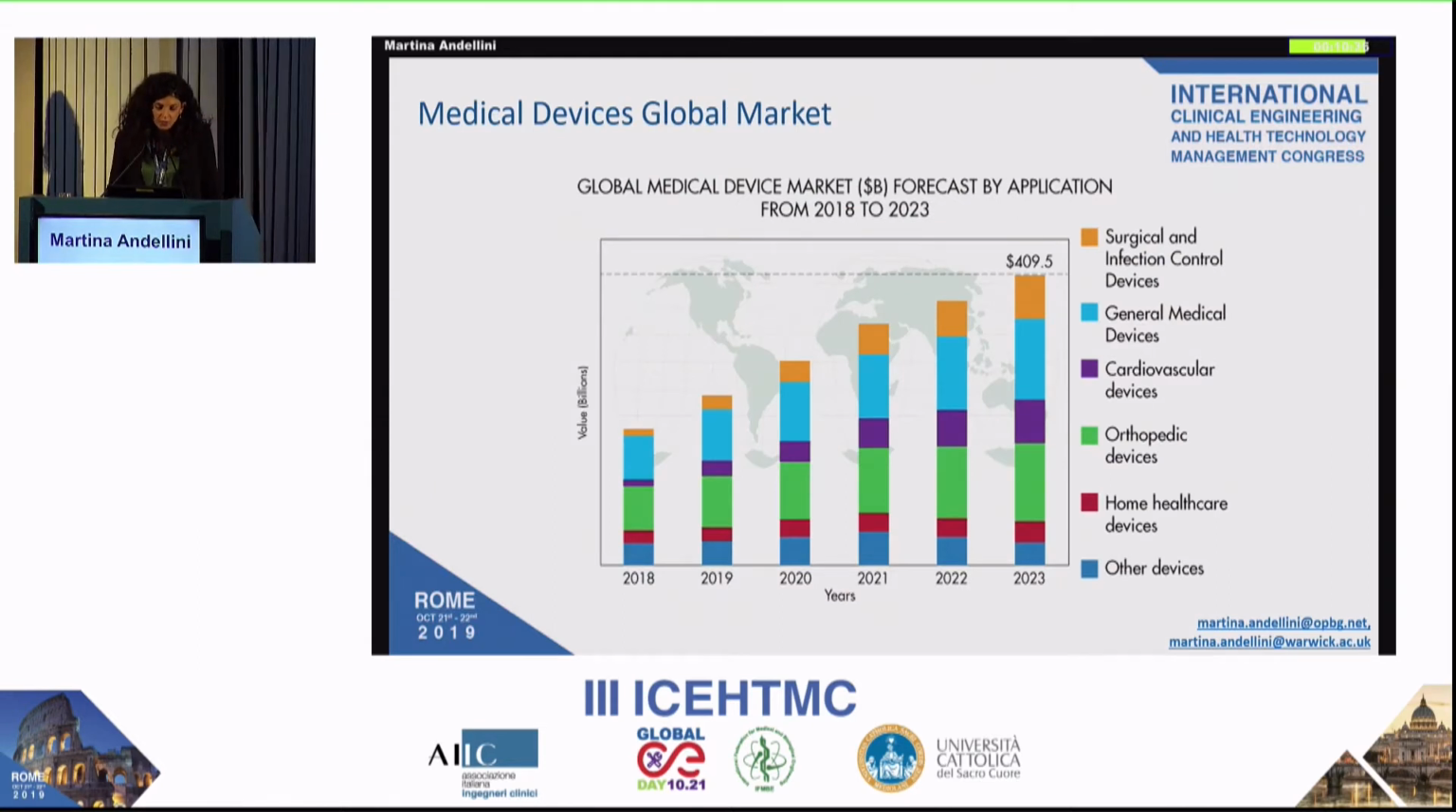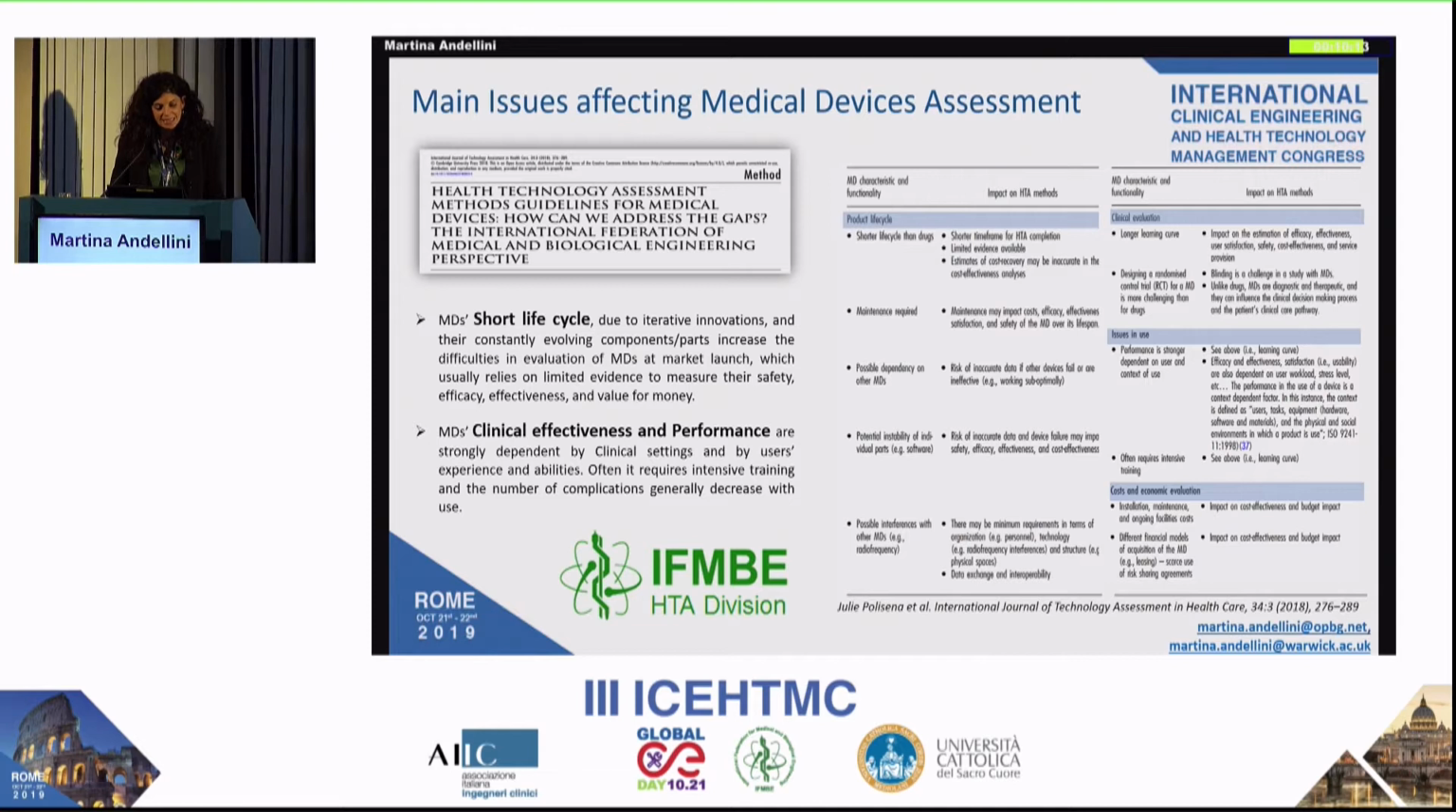And as you know, the global market of medical devices has been growing over the last years, and it is expected to grow significantly over the next years. So in 2016, with the IFMBE Health Technology Assessment Division Working Group, we started a project in order to define methods and guidelines for medical devices assessment.